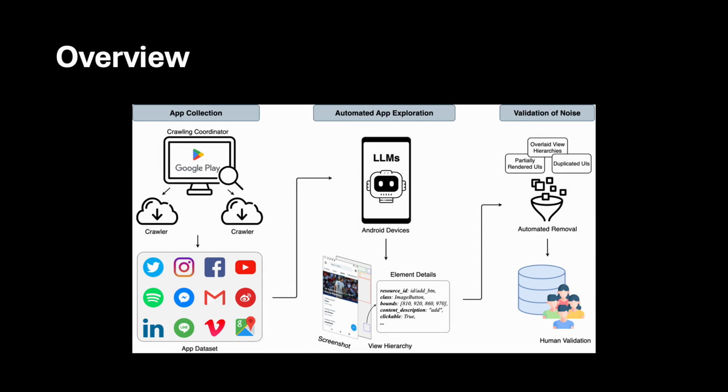Firstly, crawlers found a set of apps from the Google Play Store, which form the basis of the apps in our dataset. Since the quality of apps can influence the quality of its UIs and thus the quality of our dataset, we aimed for more popular apps, which tend to be of high quality.